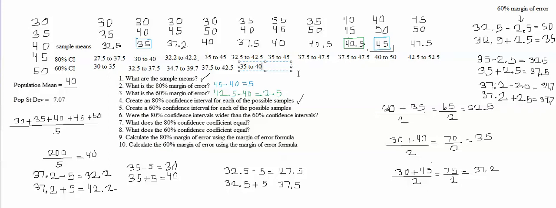Now what about here? Well, the mean of this sample is 40. We subtract it by 2.5. 40 minus 2.5 is 37.5. Then we add 40 plus 2.5 and we get 42.5. So you just have to do this all the way across. So you'll have 4 more answers for the 60% confidence intervals. The next question asks, well, I'll just let you fill in the other 4 here, and I'll just move on to the next question.